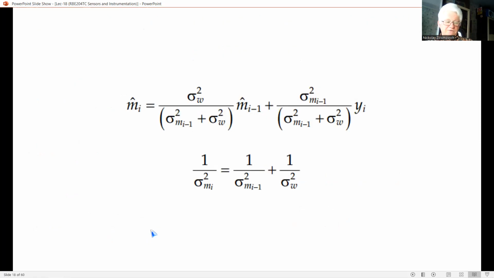Equations 4 and 5 can be used to determine the estimate m hat and the estimation error variance sigma m squared recursively, as you may see in this second equation. It will be seen a bit later that this result forms the basis for the static Kalman filter.